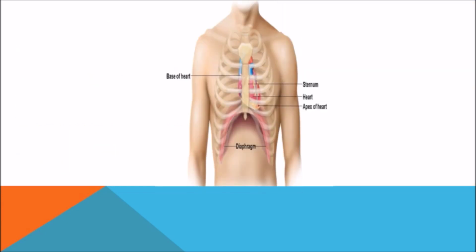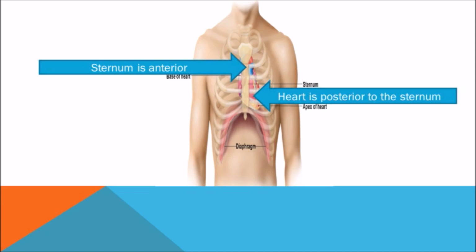Let's understand it more with one more example. Here you can see two internal structures, the sternum and the heart. When we discuss the relationship between the location of the sternum and the heart, we can say that the sternum is anterior to the heart and the heart is posterior to the sternum. When we see from the front, first we will see the sternum, and when we see from the back, first we will see the heart. So we can easily say the sternum is anterior and the heart is posterior to the sternum.